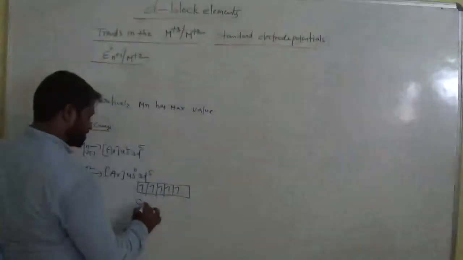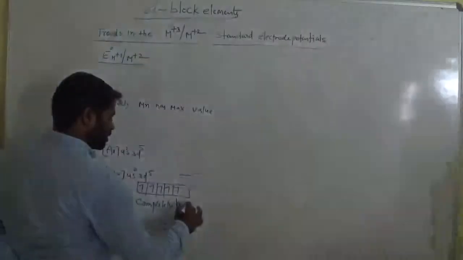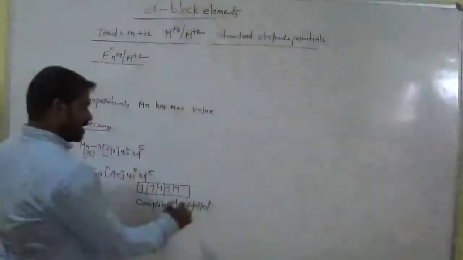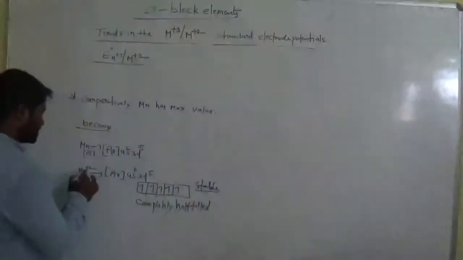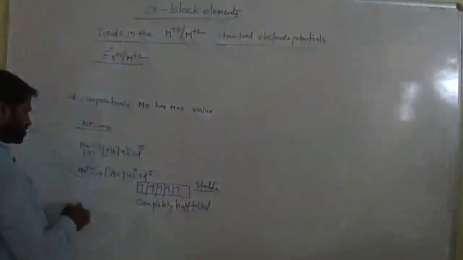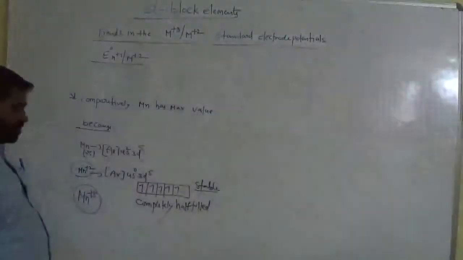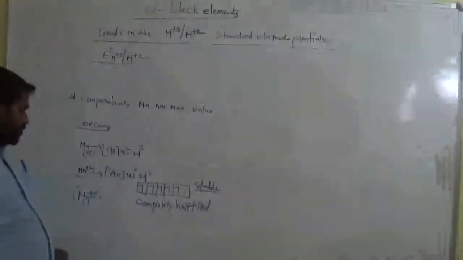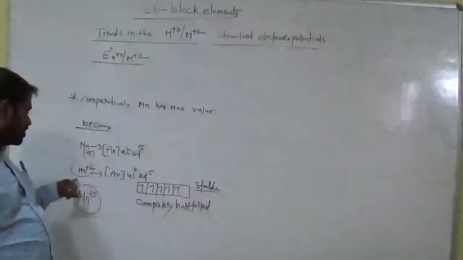So if we observe this, how many electrons are there? 1, 2, 3, 4, 5. So it is completely half filled, am I right? Completely half filled means stable. So this Mn+2 is stable. Okay, so it is unwilling to act as Mn+3. If you want to remove one electron from 3d5, we should offer more energy. So it is unwilling to lose the electron, so it is also an oxidizing agent.